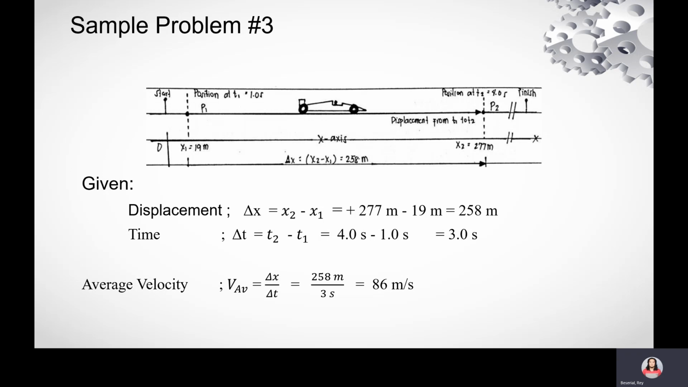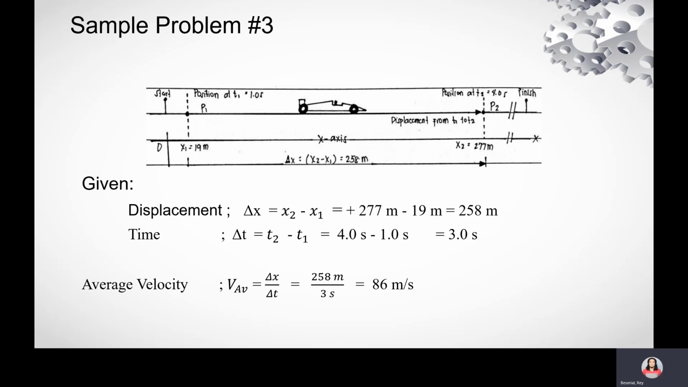So our delta x or our displacement is x sub 2 minus x sub 1, or our final position minus initial position. So we have 277 minus 19. So we have a value of 258 meters. And then our delta t is the final is 4, initial is 1. So we have 3 seconds. Okay? So with that, we have the average velocity.